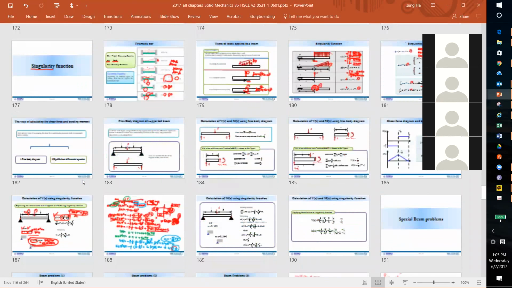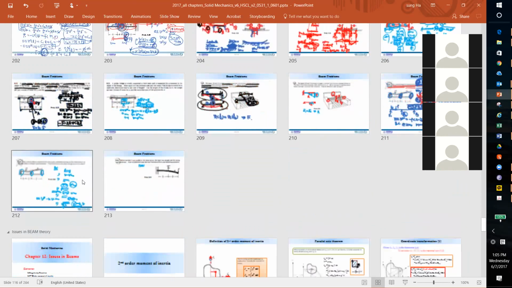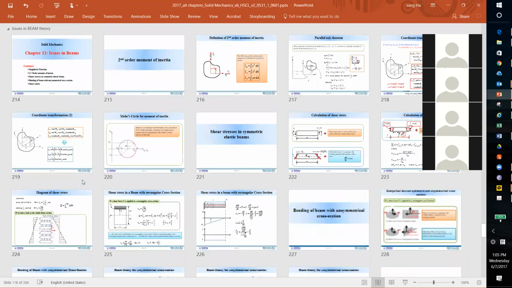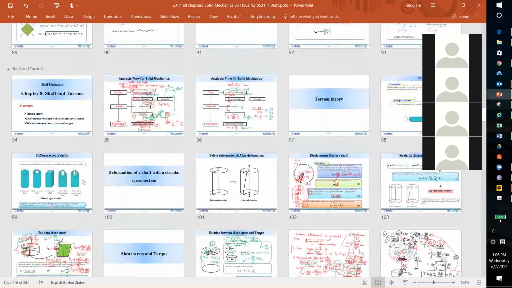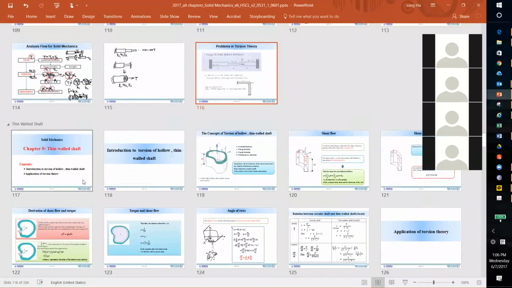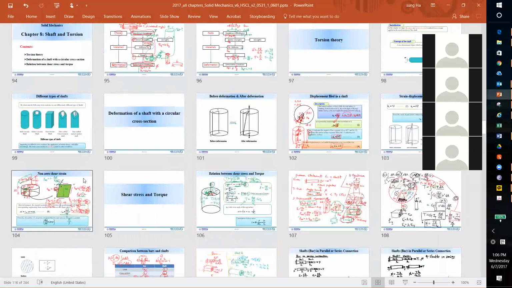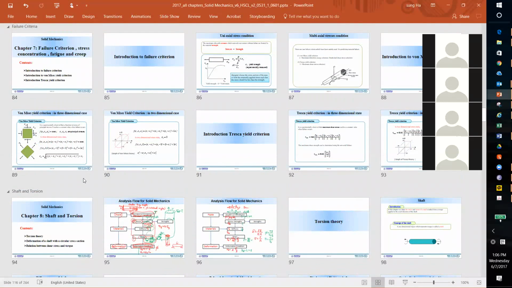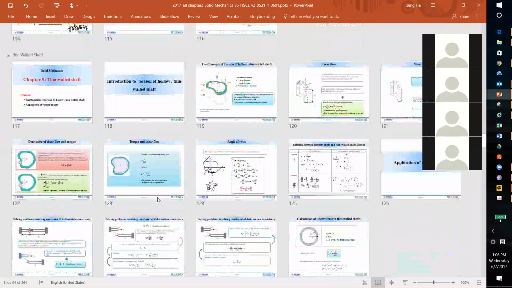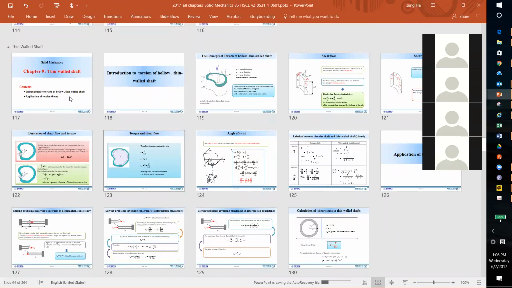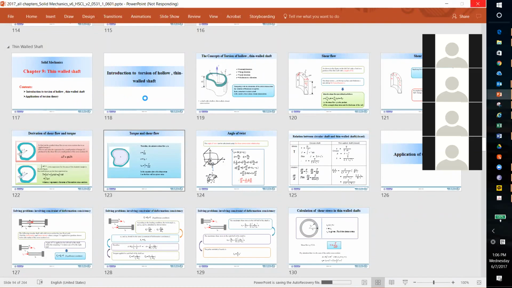In other words, chapter 10 and chapter 11 is basically beam theory. Now we will review the shaft and torsional theory, basically chapter 8. And chapter 9 is also torsion theory, but this is mainly for thin wall shaft, which we're not going to cover in this semester. So that will be covered next semester.